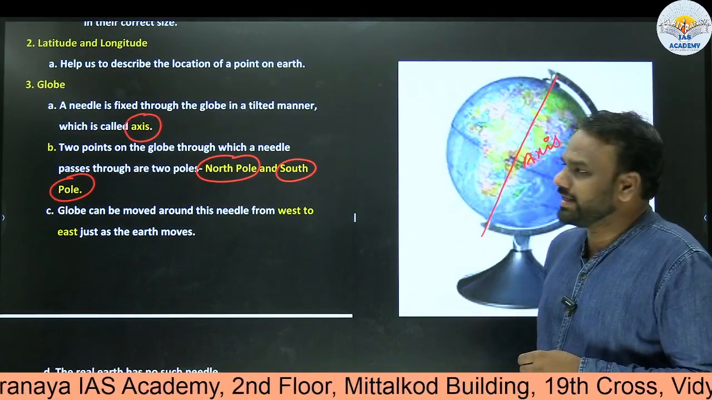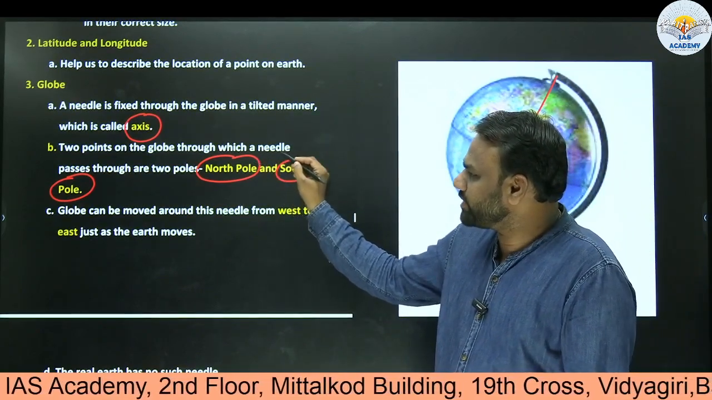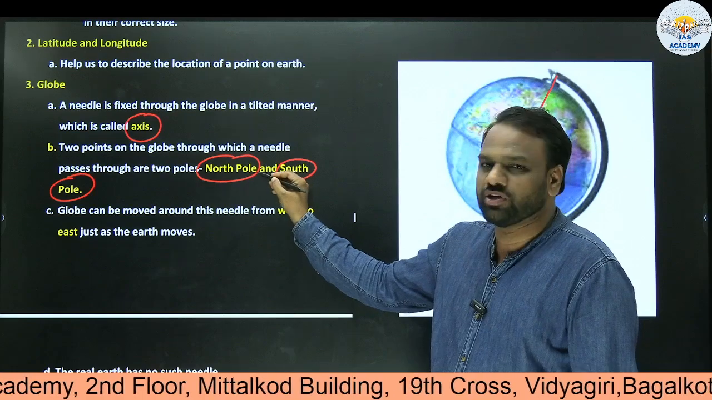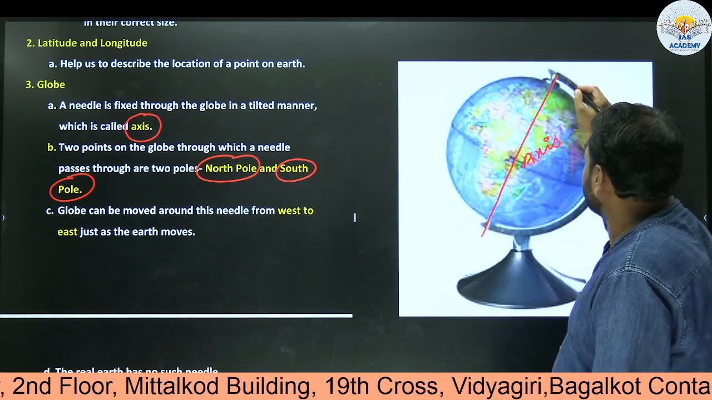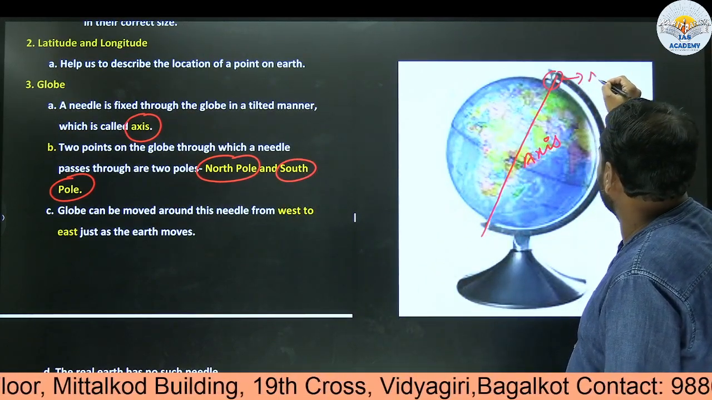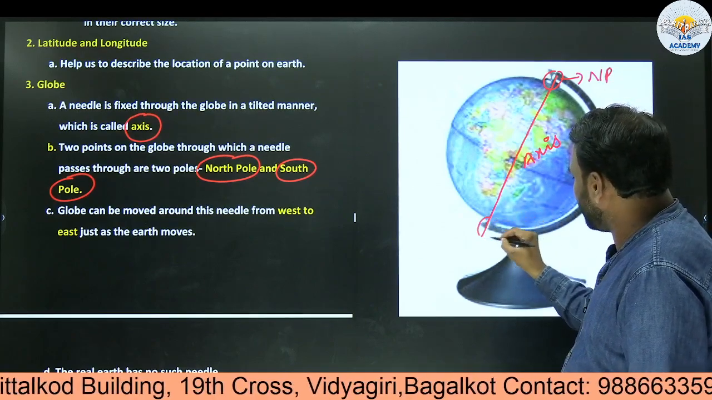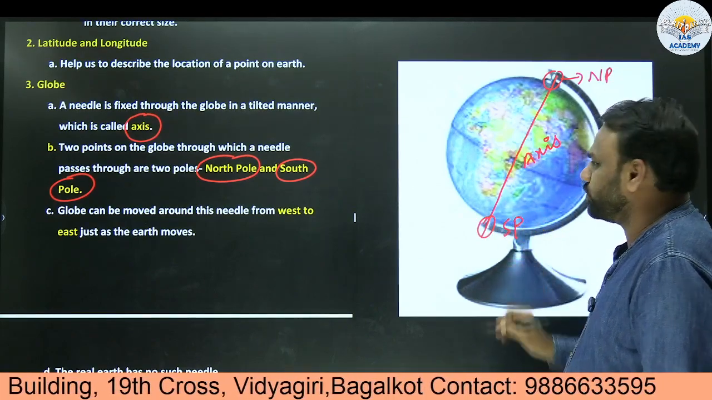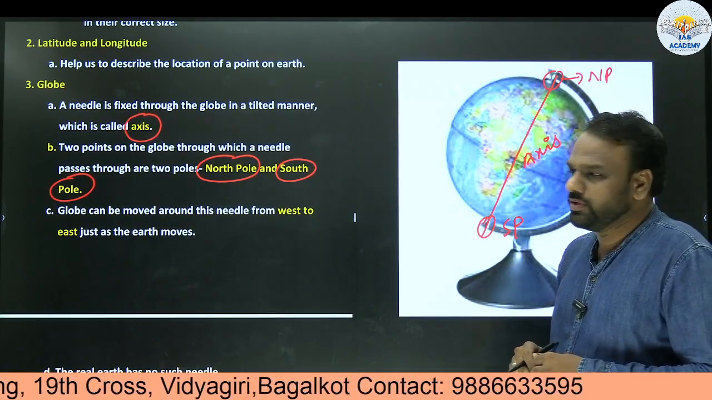Next, the 2 points on the globe through which the needle passes are the 2 poles, North Pole and South Pole. This point here is called the North Pole, and this point here is called the South Pole. North Pole and South Pole.